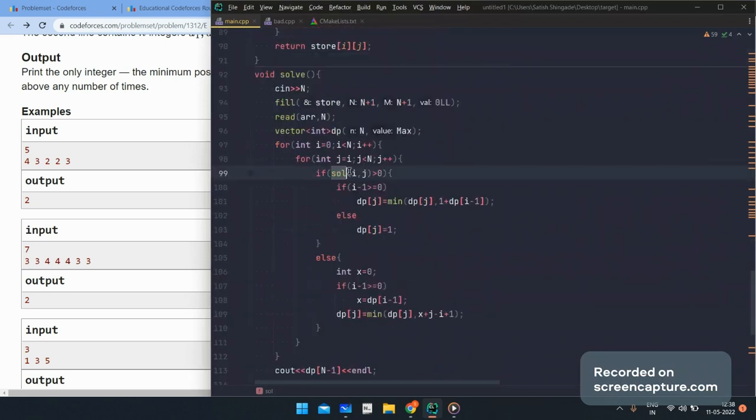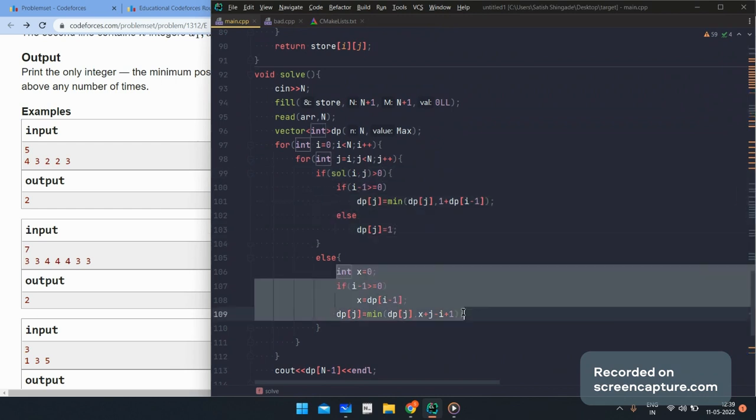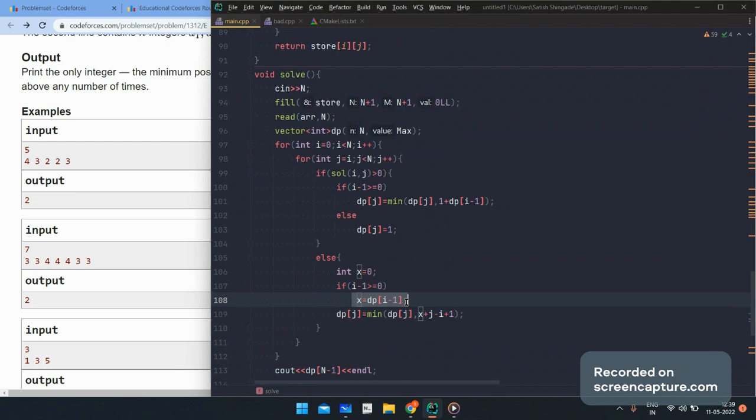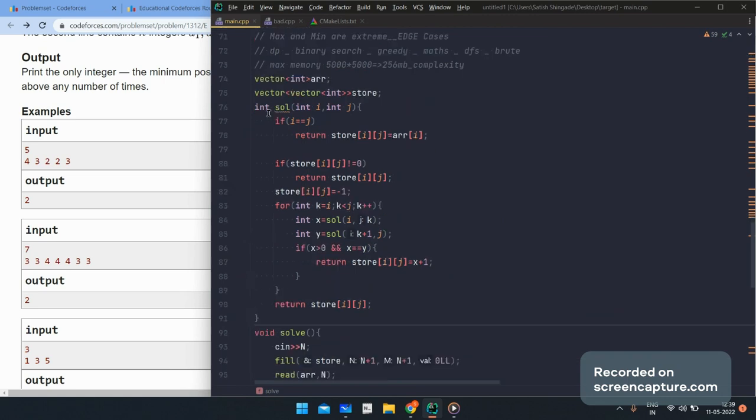If this is positive, this means that we have a good element. Else we don't have a good element, so we take the previous DP, DP of i minus 1, and just add the length to that answer and take the minimum of all which we have currently. So this is all from the DP part. This is a really good problem.